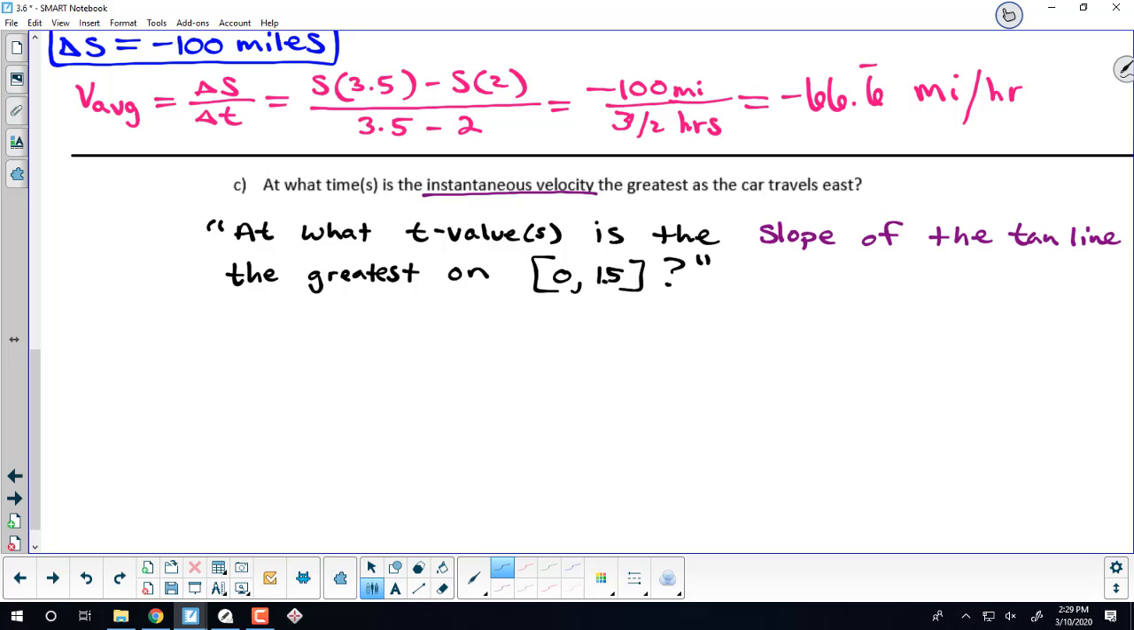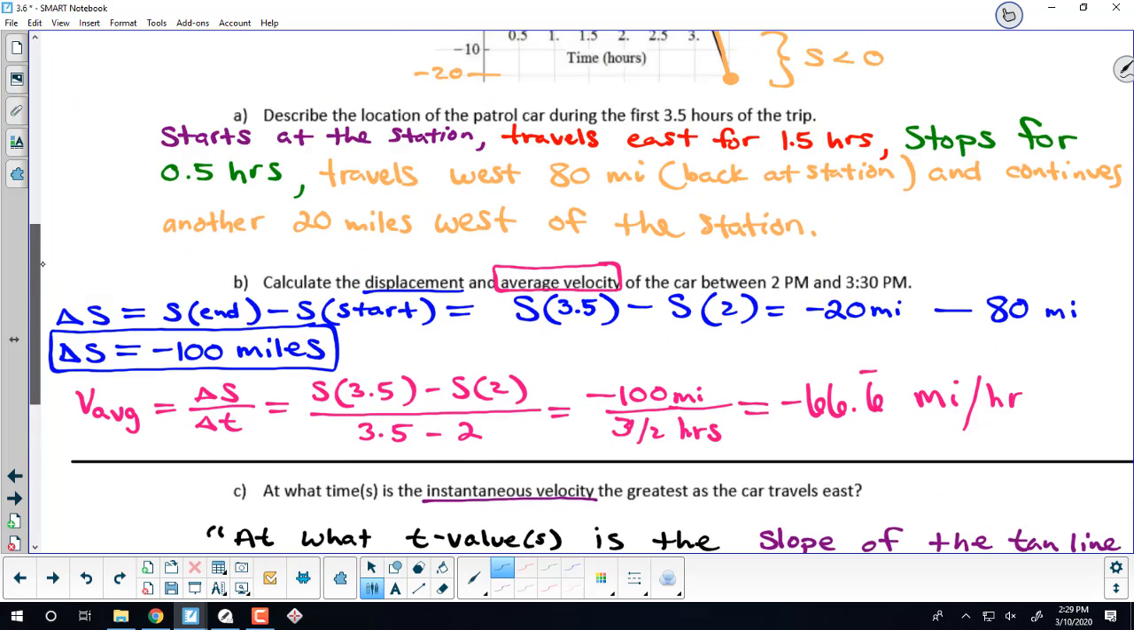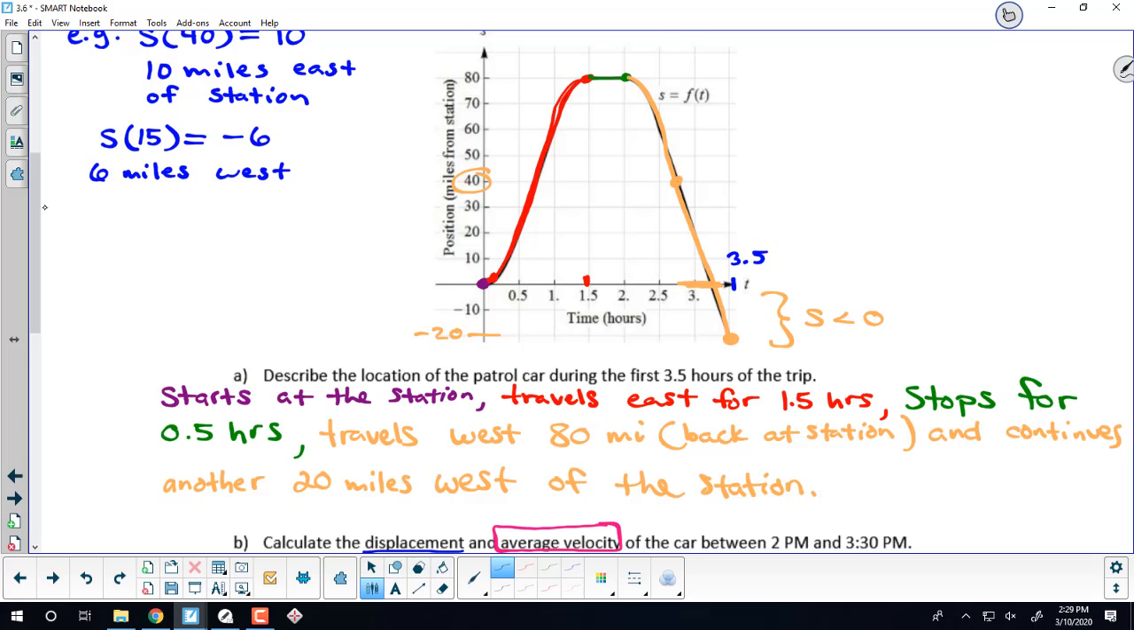Since we don't know the equation of the function, all we have, we're stuck eyeballing it. So these questions are sort of ambiguous, but we can certainly look at that red portion. Where does it seem like the slope of that portion is the largest? Is it going to be here, or is it going to be here, or is it going to be here? You know, like where is that?